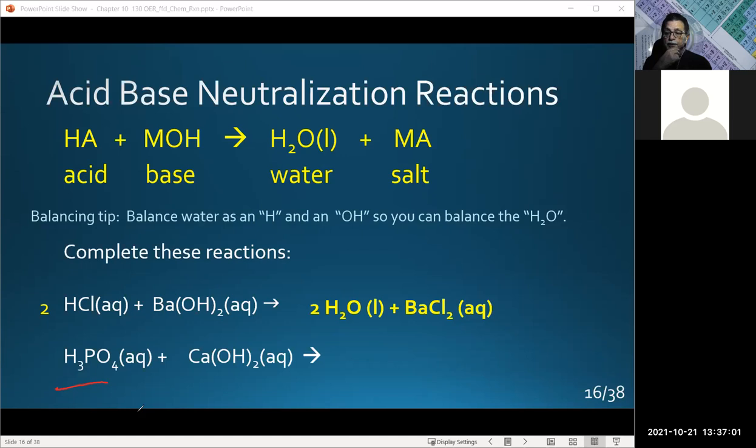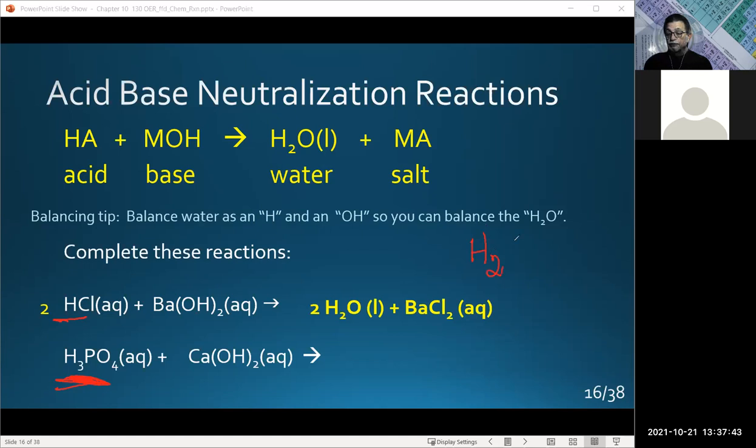Does it generate, will make? What's that subscript tell you? Anybody want to take a wild guess how many protons phosphoric acid creates? You don't have to guess, it's right there. 3. Okay. HCl, when it went in solution, only generates 1 proton. H3PO4, an acid, will generate 3 protons.